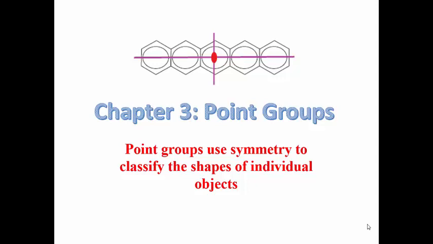Welcome to Chapter 3, Point Groups. Point groups use symmetry to classify the shapes of individual objects. The object can be a molecule, such as pentacene, or it could be a chair, or a painting, or a scene outside, or it could be any number of things. We will usually concentrate mostly on molecules.